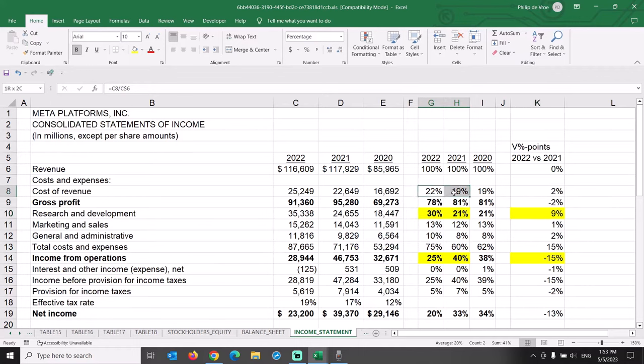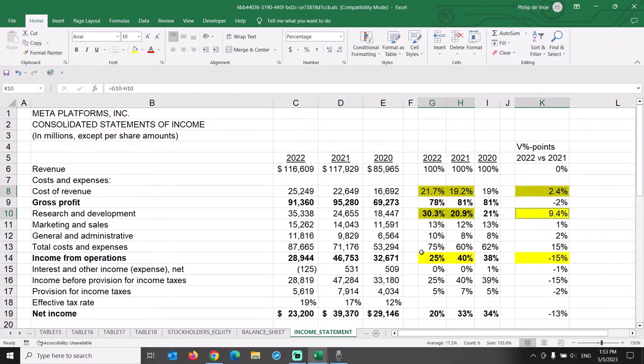On top of that, cost of revenue went up by 2 percentage points from 19% of revenue to 22% of revenue. If we display the numbers with one decimal, we see that it's actually 9.4 percentage points and 2.4 percentage points. And general administrative expenses went up by 2 percentage points, from 8% of revenue to 10% of revenue. All of these are worth investigating by reading the notes to the financial statements and the MD&A section of the annual report.